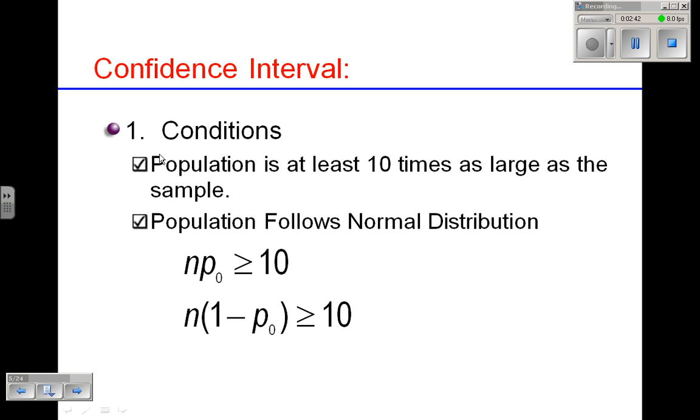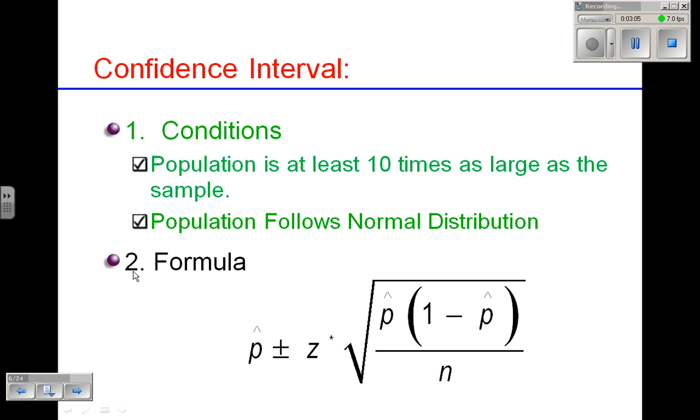For a confidence interval, the conditions are the same as for a z-test. The population must be at least 10 times as large, and the population must follow a normal distribution, meaning n times p sub 0 must be greater than or equal to 10, and n times 1 minus p sub 0 also must be greater than or equal to 10.